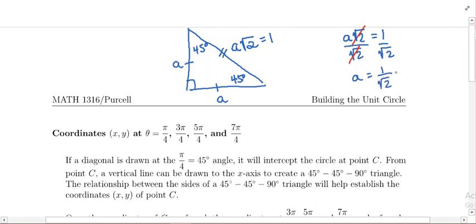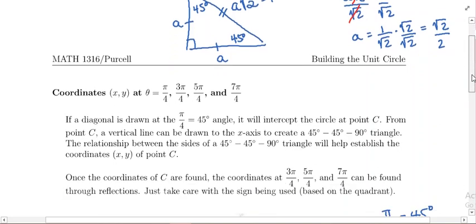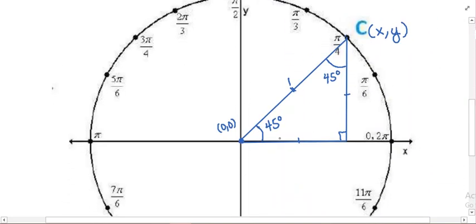We need to rationalize the denominator, so multiply by the square root of 2 over the square root of 2. The side in question is going to equal the square root of 2 over 2. That is the length of this side as well as this side. So this is going to be the square root of 2 over 2, and like I said, the work is above. And that's it. Now we should be able to get our coordinates.